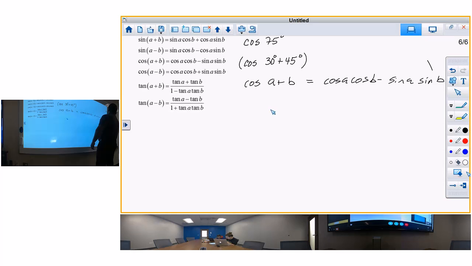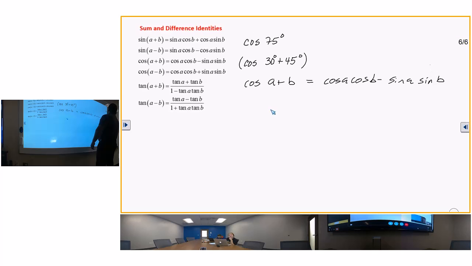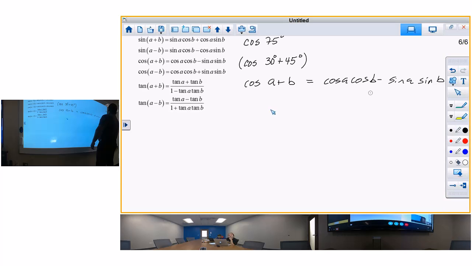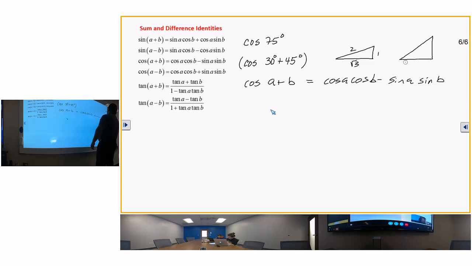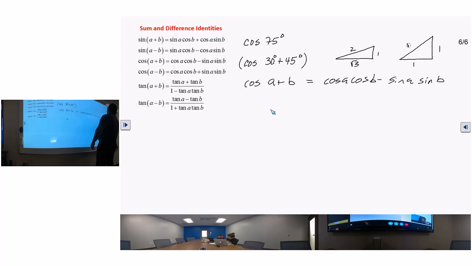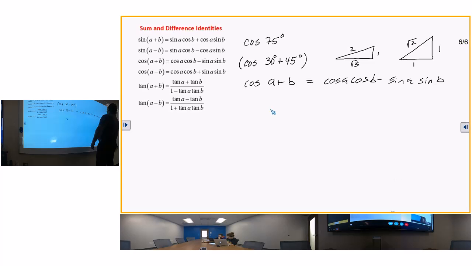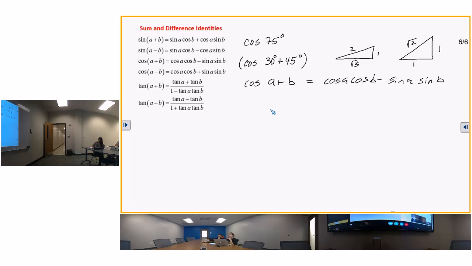In order to fill it out, though, you got to know what you're talking about. You're talking about your special angle of 30 degrees and your special angle of 45 degrees. Special angle of 30 degrees, 1, square root of 3, 2, and special angle of 45 degrees, 1 and 1, square root of 2. So take a minute and put the cosine and the sine in where it's supposed to be and simplify.